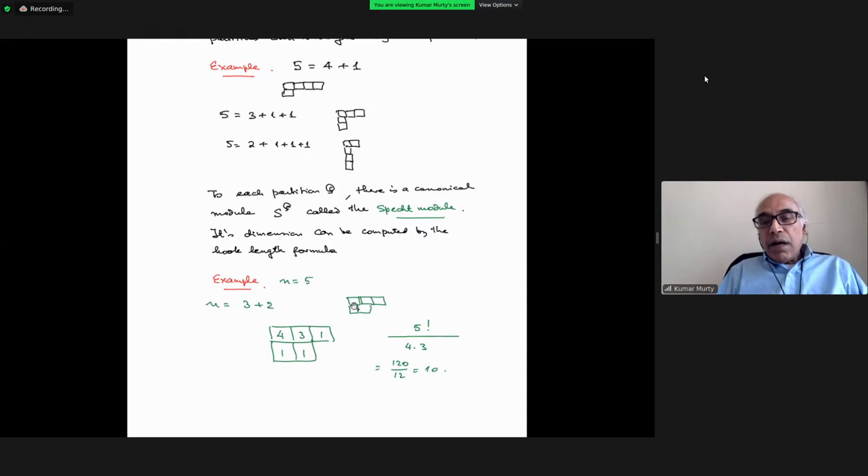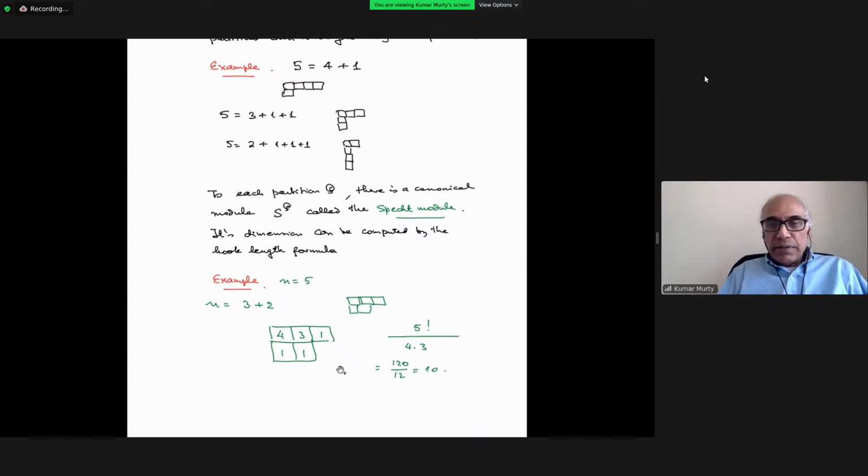For each block, you look at the number of blocks to the right and below, including itself. Here there are 3 plus 1, that's 4. Here there is 1 plus 1 plus 1, so that's 3. And here there's only 1, and here only 1, and here only 1. So I get this numbering. And then it's just n factorial divided by the product of these numbers. So in this case, 5 factorial divided by 12, which is 10. So this particular Young diagram corresponds to a representation of dimension 10.